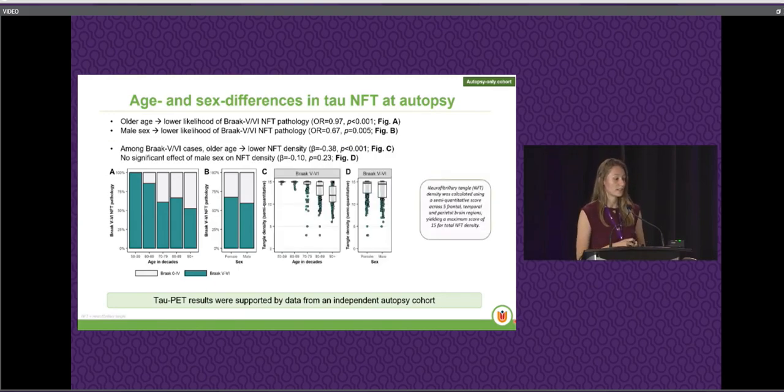So when we restrict our analysis to individuals that have Braak 5/6 pathology, we observe this quite strong effect between older age at death and lower tangles in the brain, even though they all have Braak 5/6 pathology. For sex, this effect was not significant, although the direction was favoring an association between male sex and lower neurofibrillary tangle density in the presence of Braak 5/6 pathology. So overall, the tau PET results were largely supported by this independent autopsy cohort.